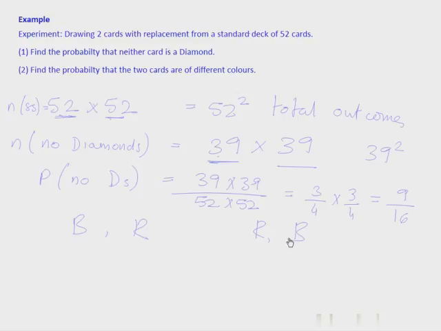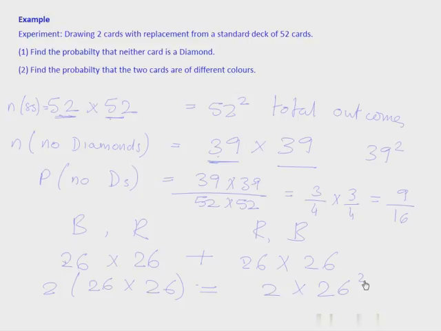In how many ways can we pick a black followed by a red? There are 26 black cards times 26 red cards, since each black card can be paired with each red card. Similarly, a red followed by a black, there are 26 red cards times 26 black cards. So there are totally 2 times 26 times 26, since we need to add these 2 separate ways of getting one black and one red. The total number of outcomes we're looking for is 2 times 26 squared.